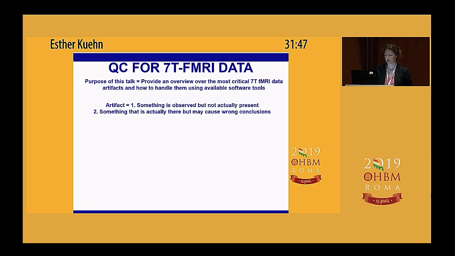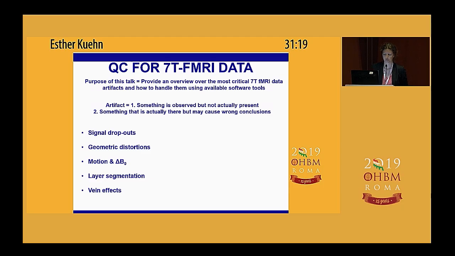So I'm trying to give you a small guideline on how to handle some of those artifacts using available software tools. An artifact, as I define it here, is, as we heard before, either something that is observed but not actually present, or, particularly in layer-specific analysis or when looking at fMRI signals at the sub-millimeter range, something that is there, but may lead you to draw wrong conclusions if you don't interpret the data correctly. It's those two types of artifacts that I want to focus on today. So I want to focus on signal dropouts, geometric distortions, motion, and also changes in the B0 field, layer segmentation, and vein effects.